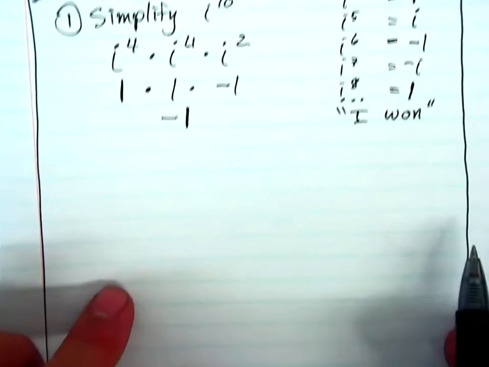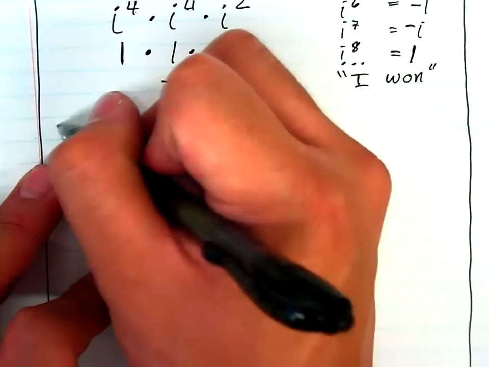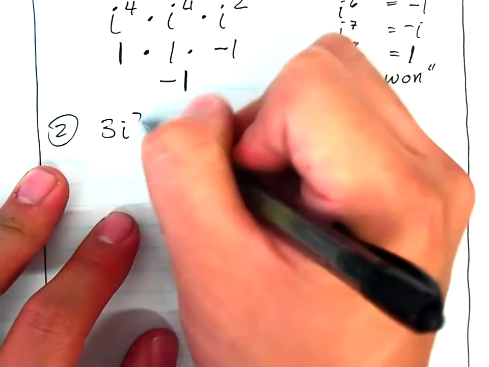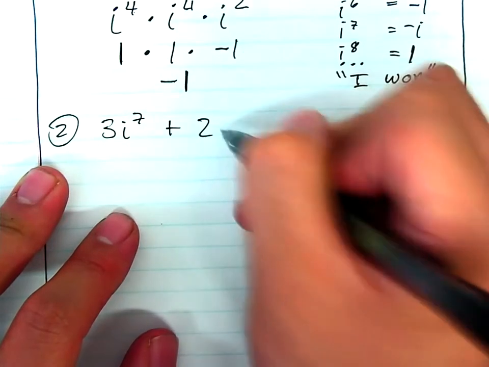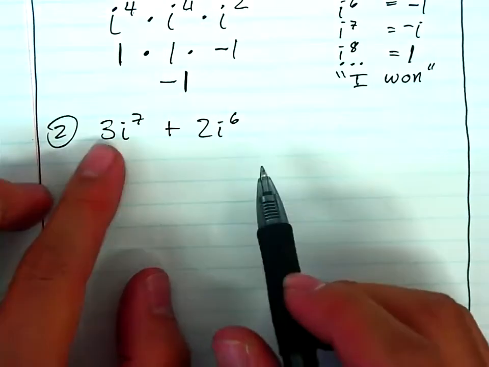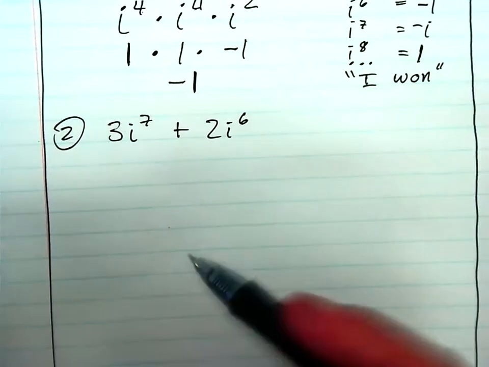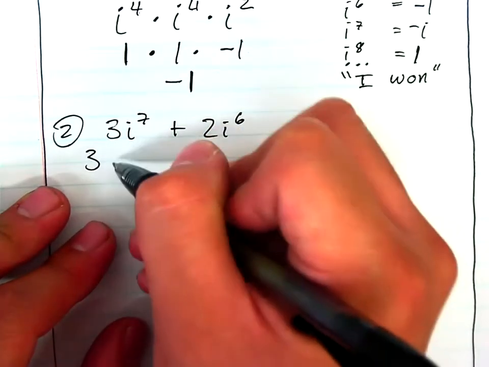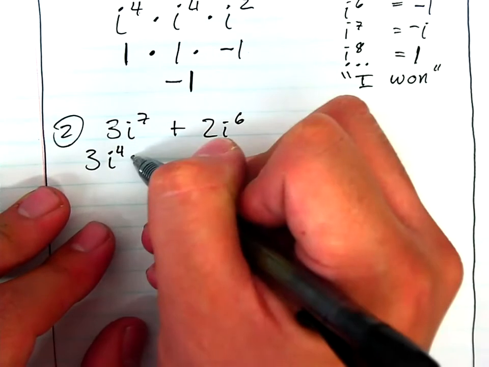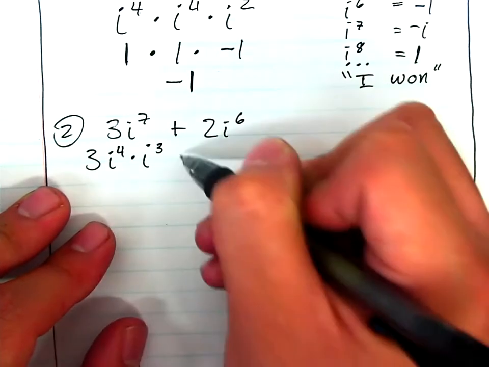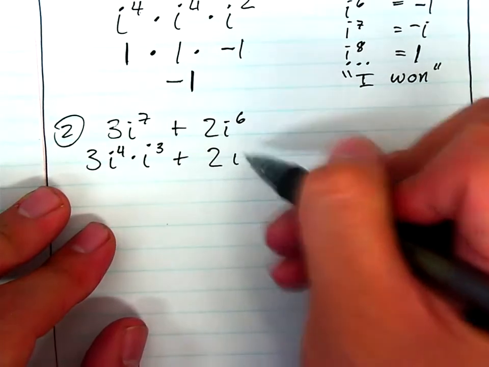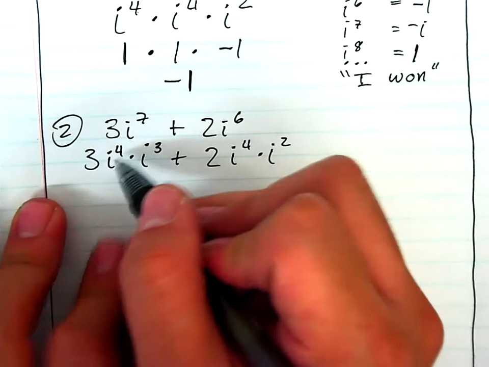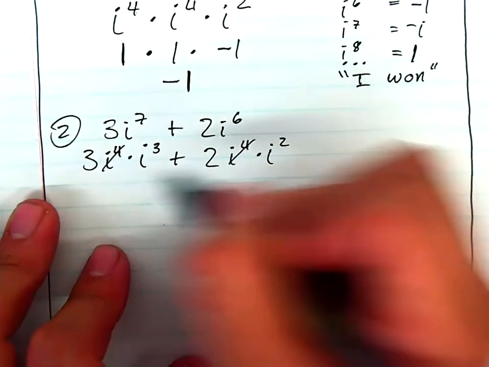Okay, now I'm going to go ahead and start example 2, in which I actually have some addition involved. So 3i to the 7th plus 2i to the 6th. Once you get used to the pattern, you can actually probably just do it without having to work it out. I will show the work in this one though. So I'm going to break up i to the 7th into i to the 4th times i cubed. Then over here I have 2i to the 4th times i squared. Again, i to the 4th just simplifies to 1, so I'm not going to even bother with it.